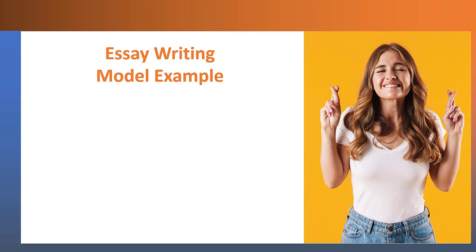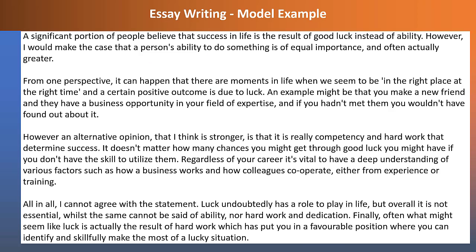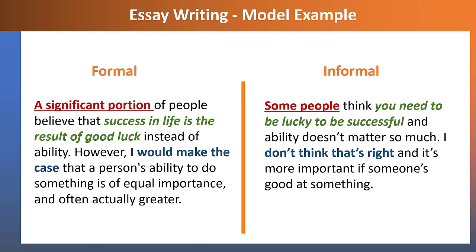So, let's look at the model example for Task 2 from earlier. You should pause the video and read it again. To see what I mean by style, here is the first paragraph again, and next to it we can see the same information but in an informal style which would be inappropriate and would not score as well. You can see that the descriptions for a formal style are more accurate and use more complex vocabulary. For example, a significant portion instead of some.